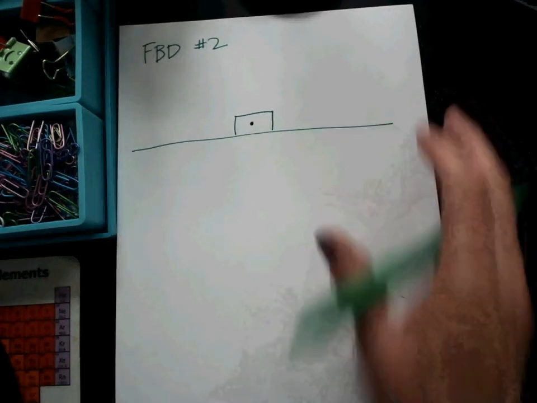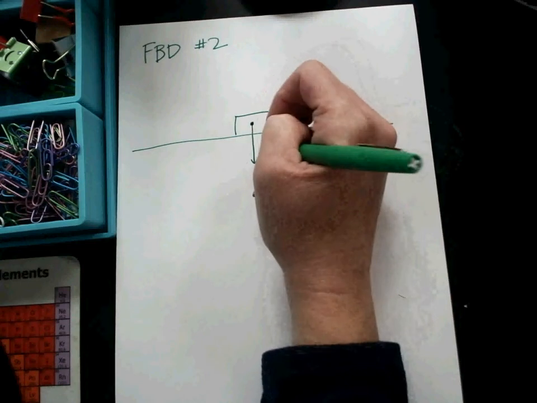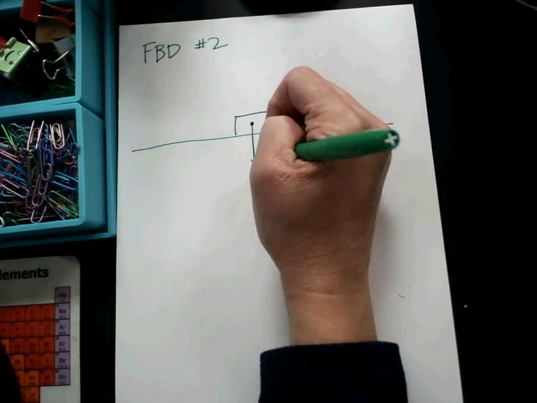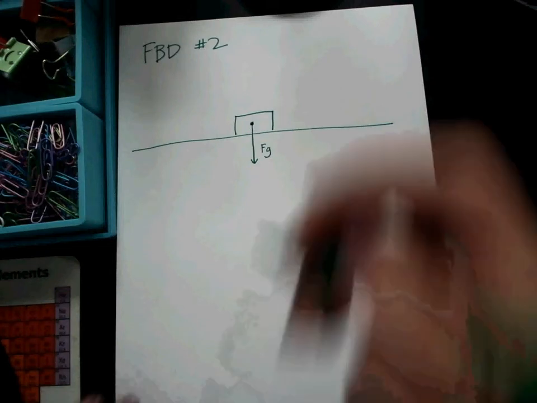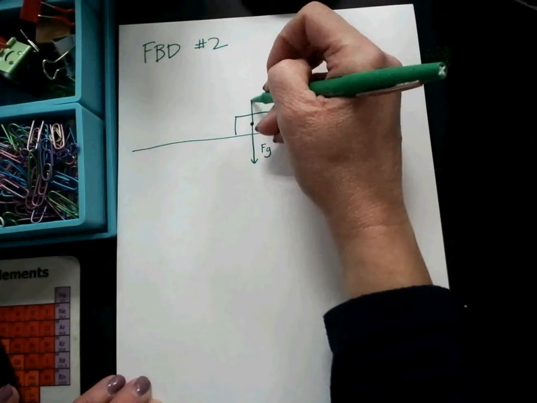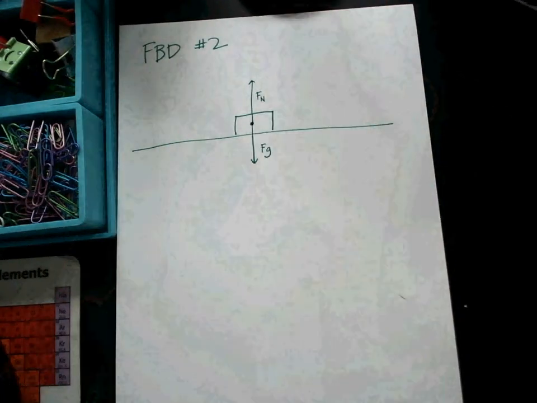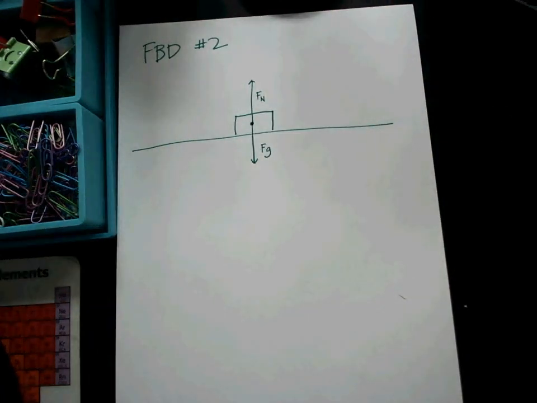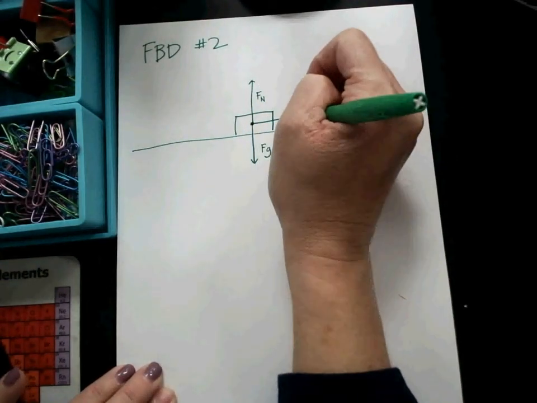Is gravity still acting on that book? Yep, so I have to show it. Does that book still have a normal force? Yep, it's not falling through the table. So I show my Fn. Then I have to stop and think about the direction in which I applied the force. I was pushing this way, yes? So if I had motion, I'd be going this way. So I'm going to show my applied force.